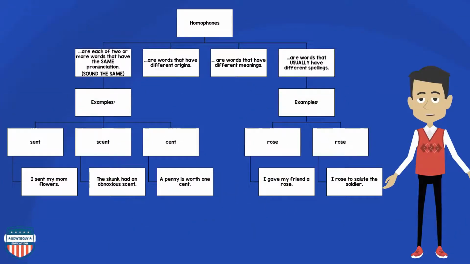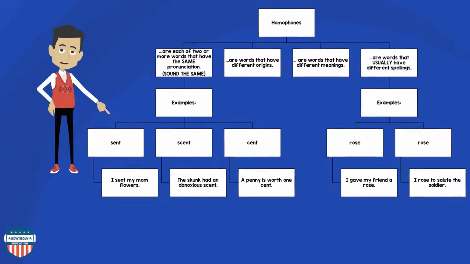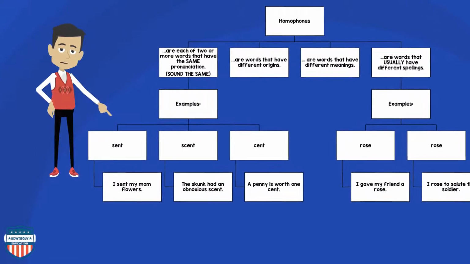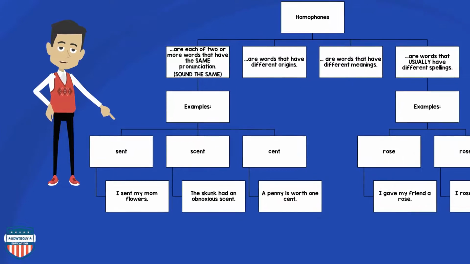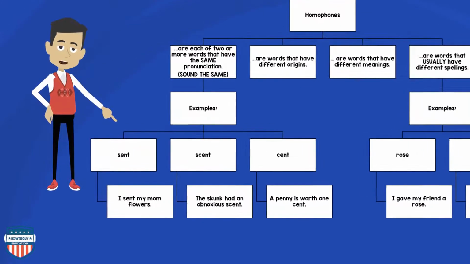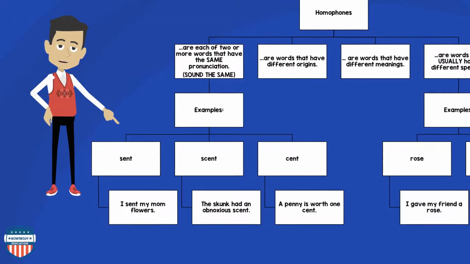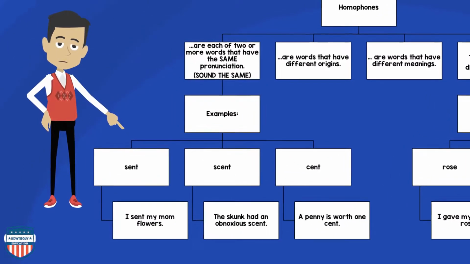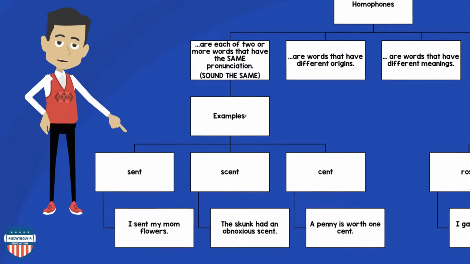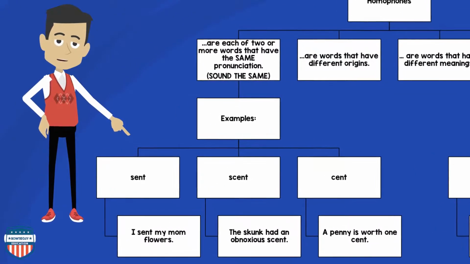Two examples of this are rose and rose. Rose 1, such as this sentence, I gave my friend a rose, the flower, and in the other rose, I rose to salute the soldier. Homophones sound the same, but they have different meanings. Take a look at these examples. The first word is sent. I sent my mom flowers. That sent is a verb. The next example is scent, a noun. The skunk had an obnoxious scent. And then the last cent is a noun as well. A penny's worth 1 cent.